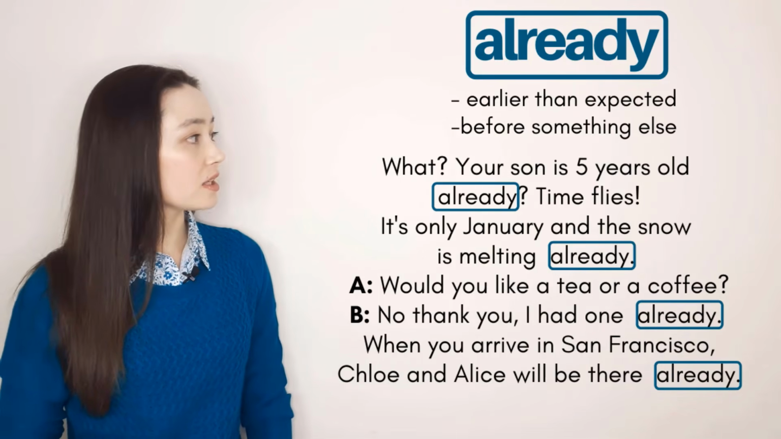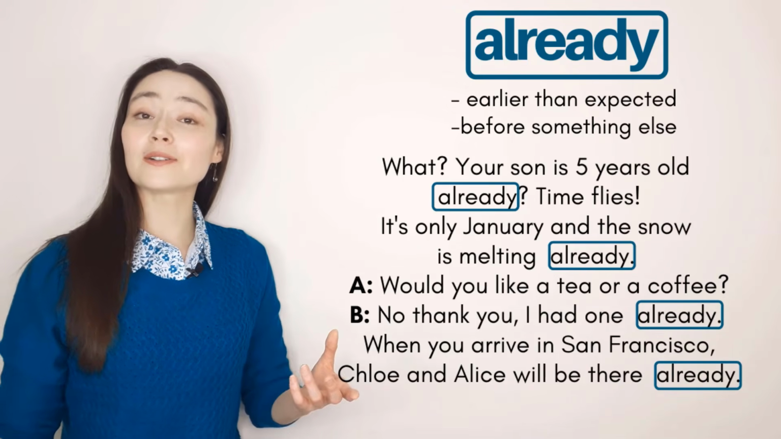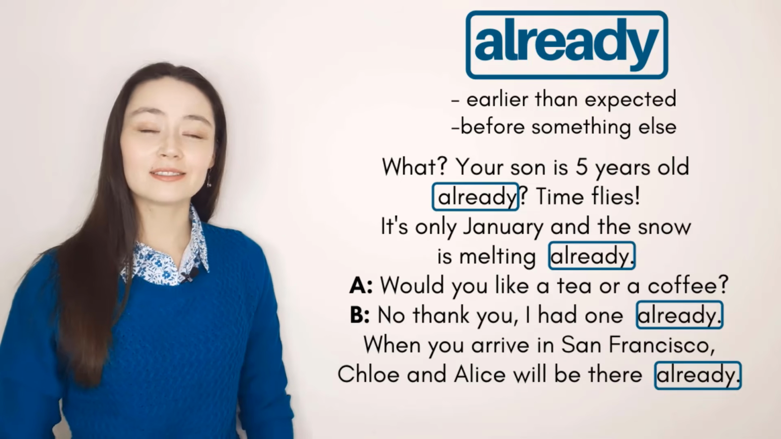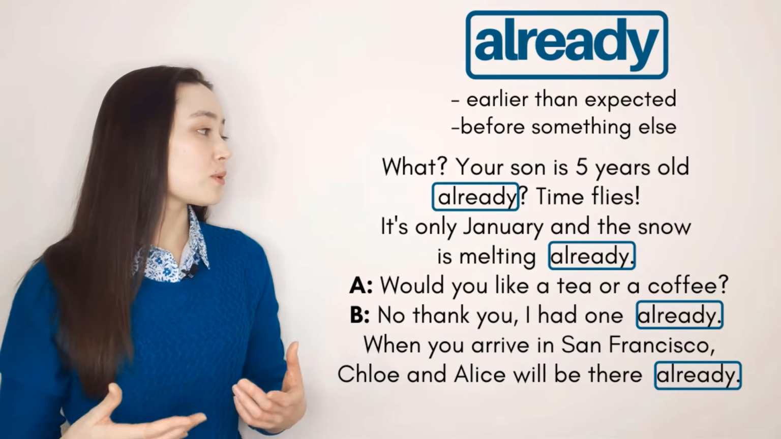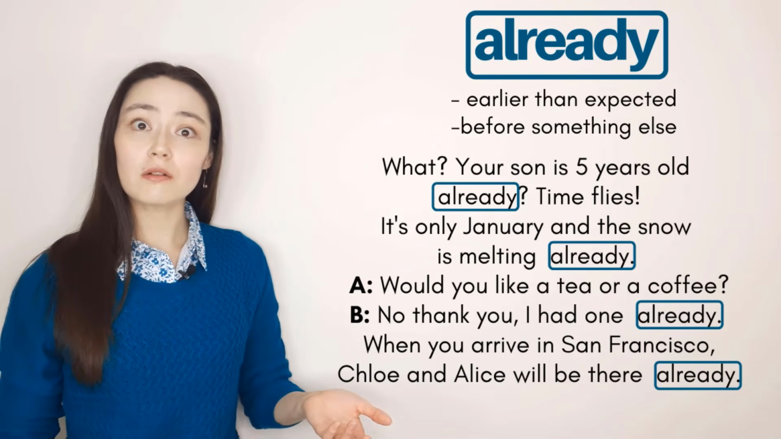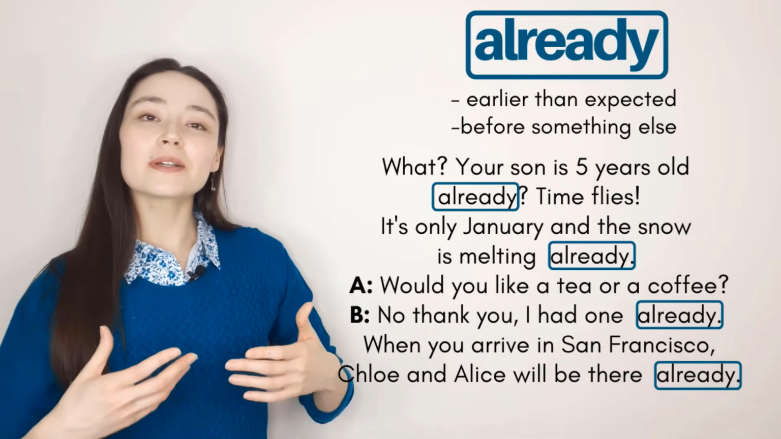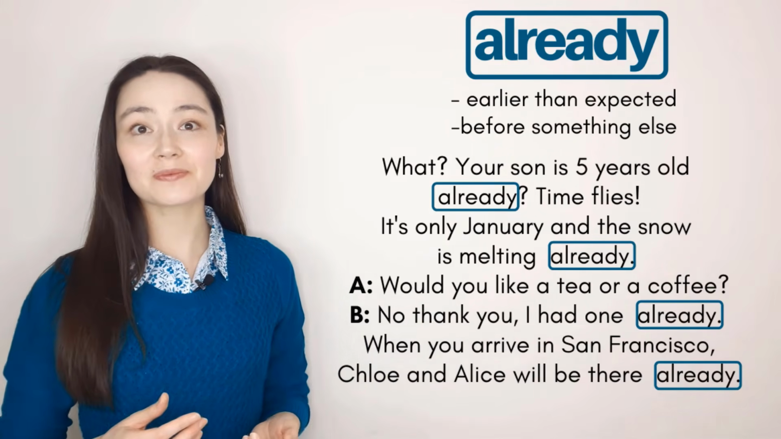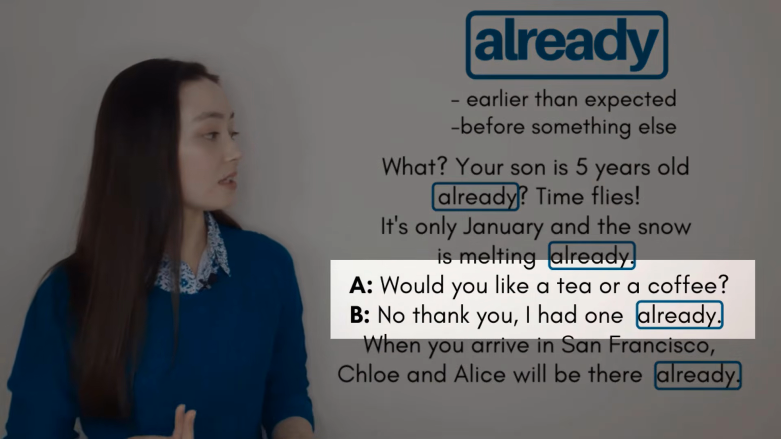It's only January and the snow is melting already. Would you like a tea or a coffee? No, thank you. I had one already. And when you arrive in San Francisco, Alice and Chloe will be there already. And with already, the position in negatives and questions doesn't change, which is great. Let's take a moment to look at this example here.